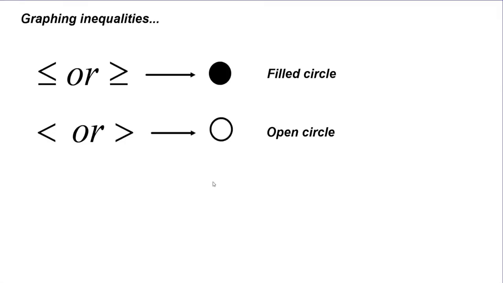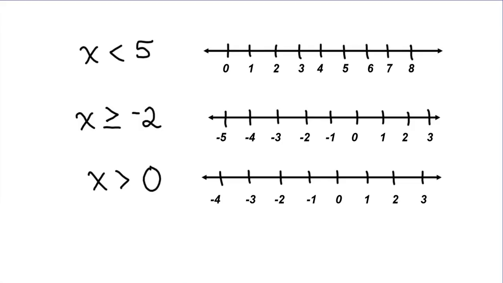So here is a nice thing to put in your notes. Graphing inequalities, whenever we have the less than or equal to or the greater than or equal to symbol, we're going to be using the filled circle on our number lines, and the less than or the greater than symbol is going to be using the open circle because that value is not included as a solution.